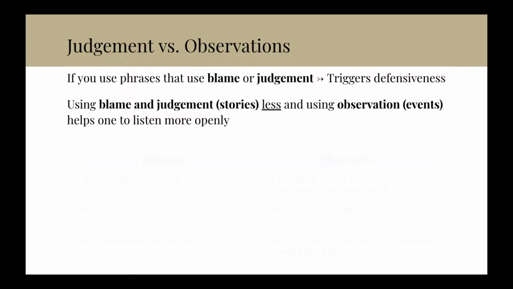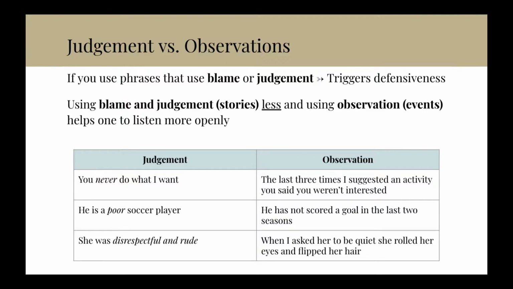So, to give a few examples of a comparison between judgments and observations, "you never do what I want" is a judgment. A judgment or evaluation is in italics in this table, and in this example, it's the use of the word "never." Instead, you can say as an observation, "the last three times I suggested an activity, you said you were not interested."